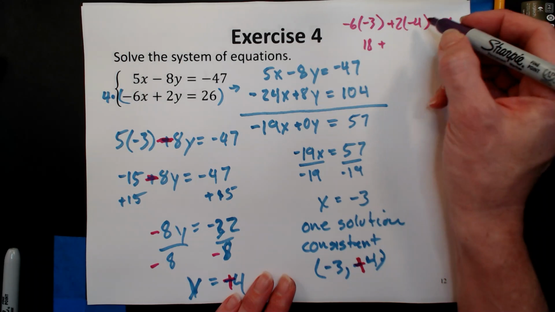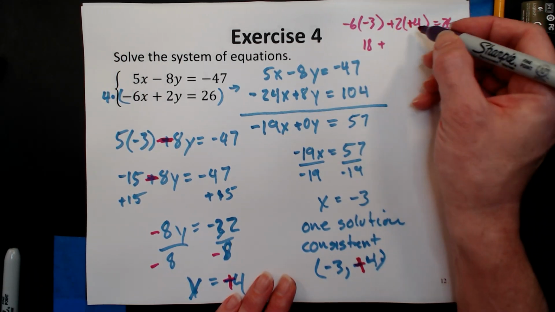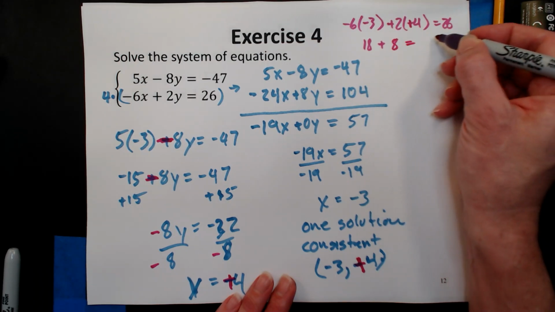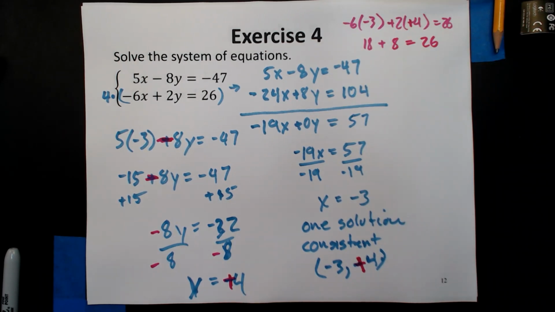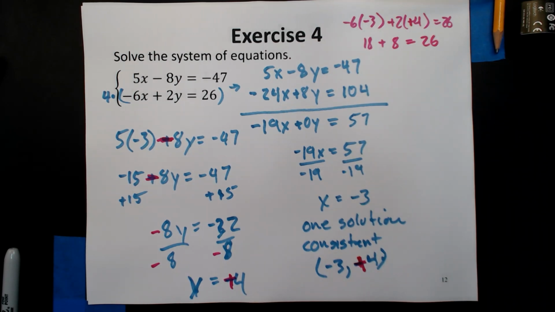And then we'll say that this is supposed to be positive 4. So now I'd get 8. 18 plus 8 is 26. So once again, always good to check your answers. In this case, one solution, negative 3, positive 4 was your answer there. So yeah, be careful about that.